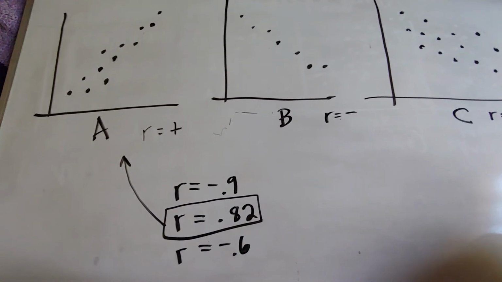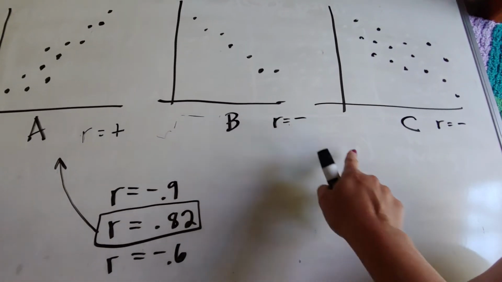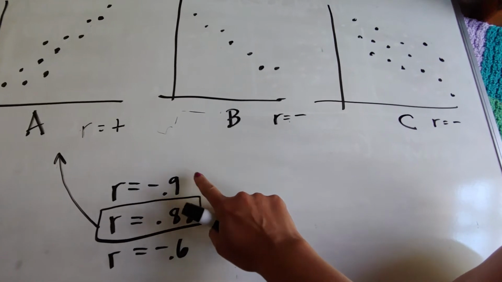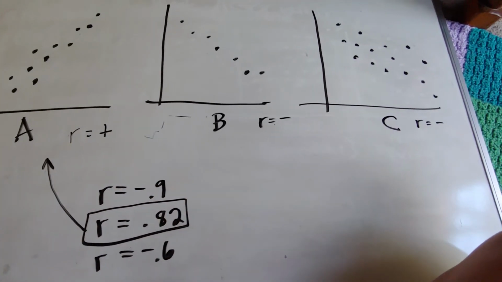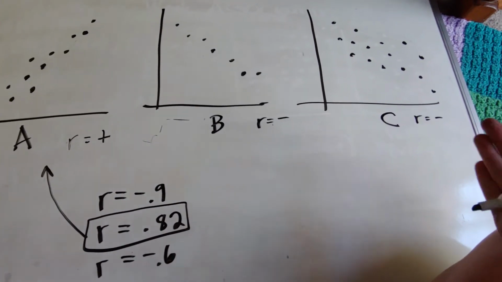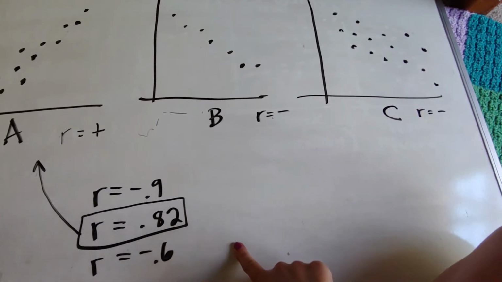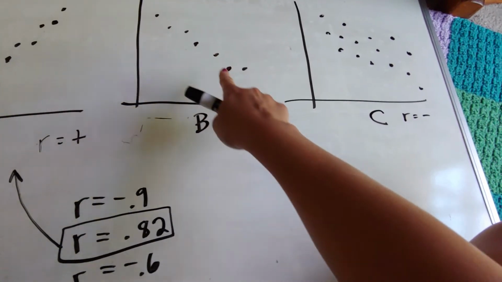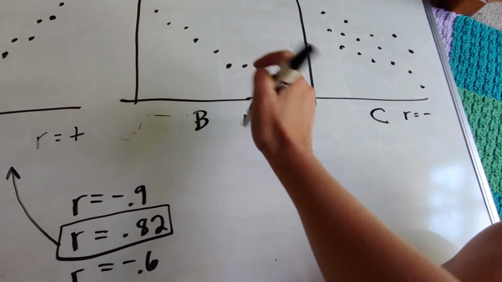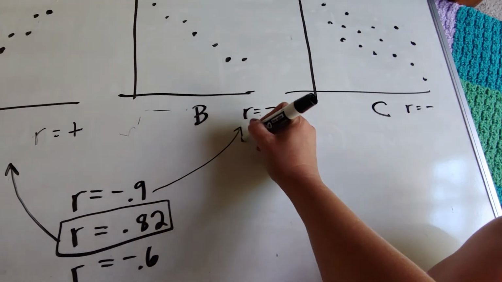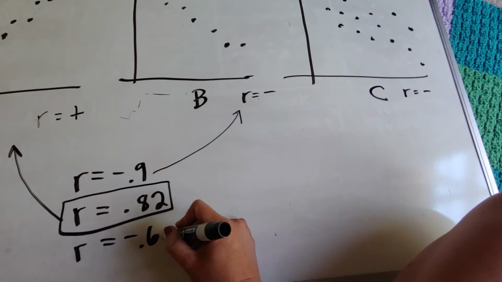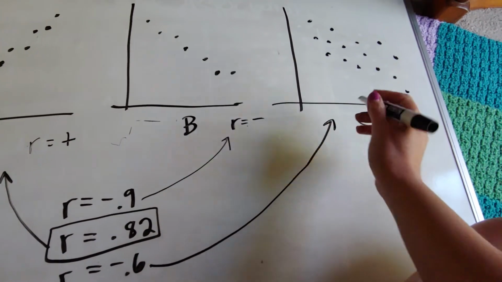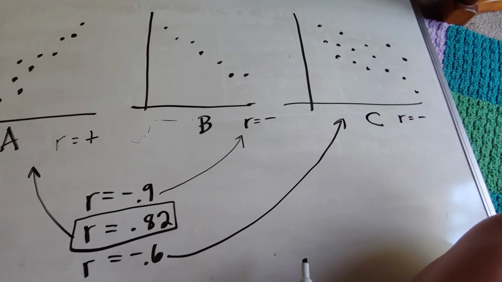Okay? All right, now, as far as these two, we have two negative numbers. So I have to choose between negative 0.9 and negative 0.6. So how am I going to decide? Well, we know the closer to looking like a line you'd be, the closer to negative 1. This one is much closer to being a line than this one. So that must mean that this one goes to this graph, where this one goes to this graph. It's more blobbish, less like a line.